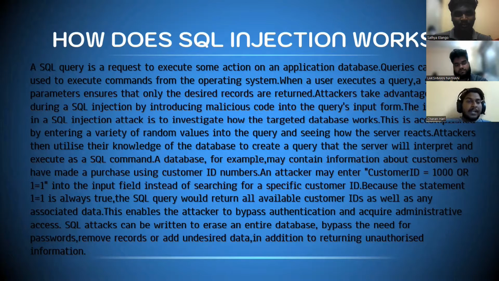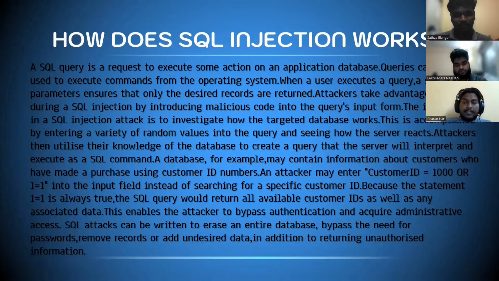The initial step in a SQL injection attack is to investigate how the targeted database works. This is accomplished by entering a variety of random values into the query and seeing how the server reacts. Attackers then utilize their knowledge of the database to create a query that the server will interpret and execute as a SQL command.